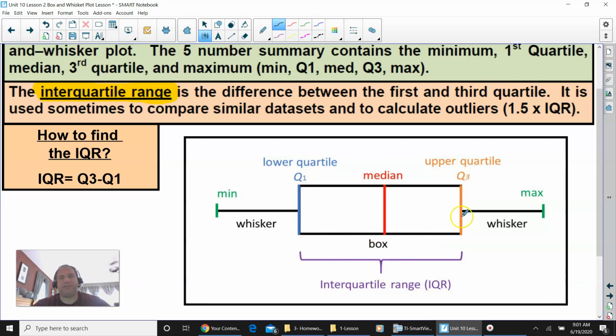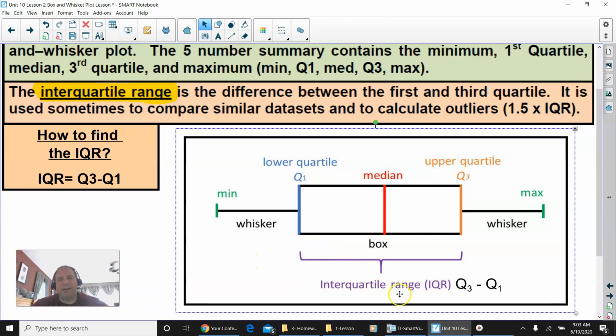Everything here is perfectly shown. You have min, which is this, and this is quartile 1. This is the median of the lower half. This is the median of the whole data set. This is the median of the upper half, and this is the max. This would be the interquartile range. Remember, it would be Q3 minus Q1.